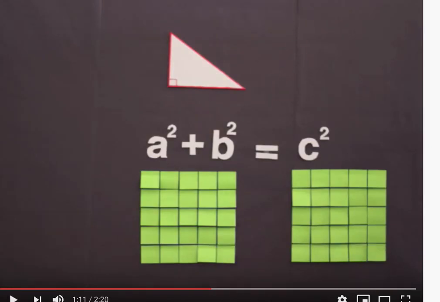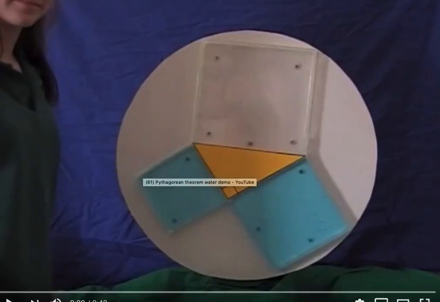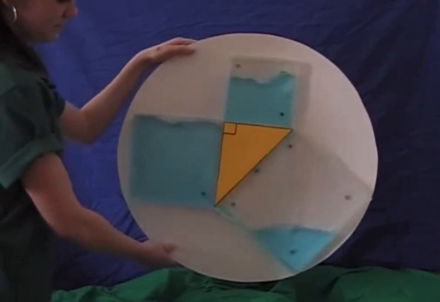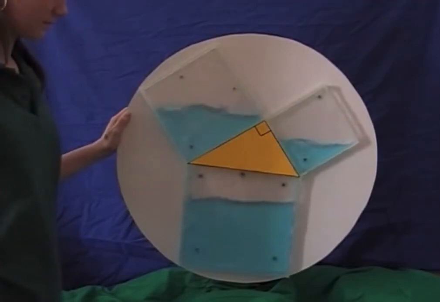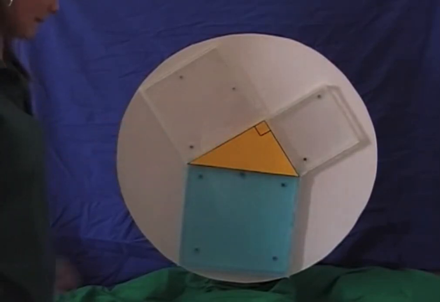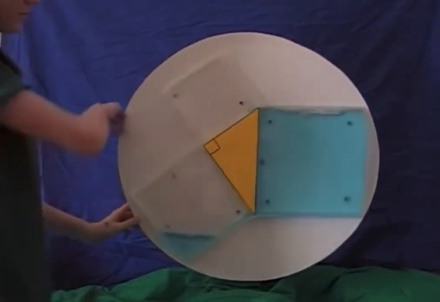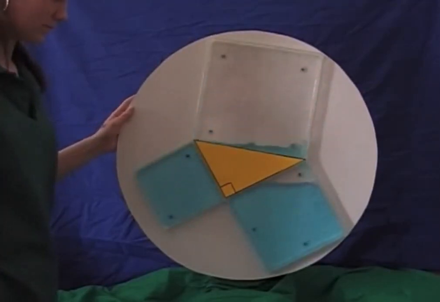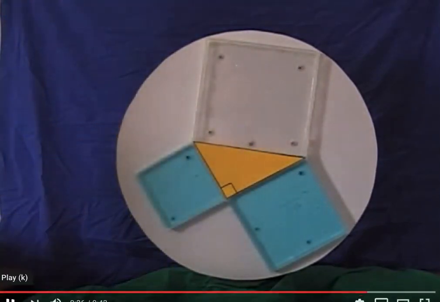Alright, that's all we're going to watch for that. So you'll see that the a squared plus the b squared actually ends up adding up to the area of the c squared. And we can fill the a side with water and the b side with water as well and see if it fills up the c side, the c squared. And it does. So that's a squared plus b squared equals c squared.